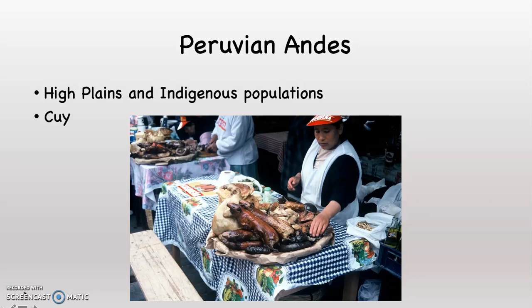If you look at this picture, I told you one of the things that the indigenous people of the Andes domesticated was guinea pig, also known as cuy, in that part of the world. And you can see that those are cuy on that dish in front of that woman.